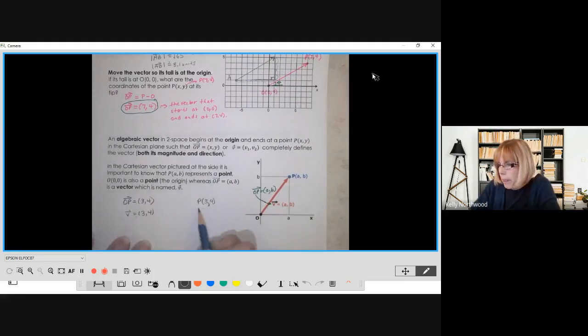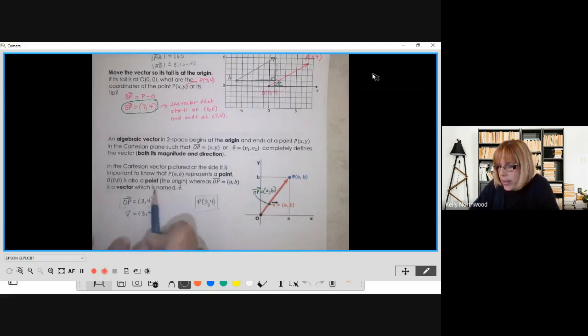Okay, so here's a point. This point just represents (3, 4). The OP vector represents the vector ⟨3, 4⟩ that starts at (0, 0) and ends at (3, 4), or vector v is the vector that starts at (0, 0) and ends at (3, 4). So again, communication is such a huge part of this, and thanks for clarifying that, John.